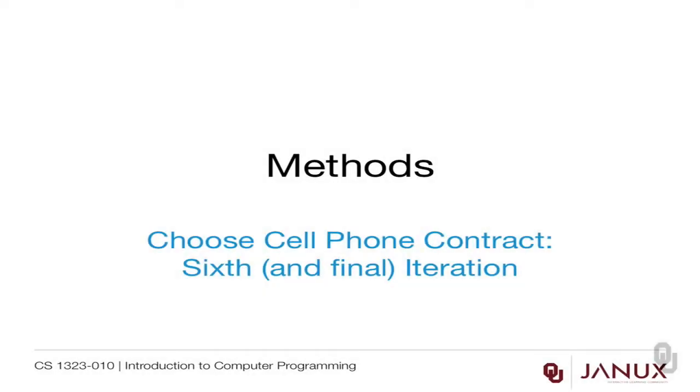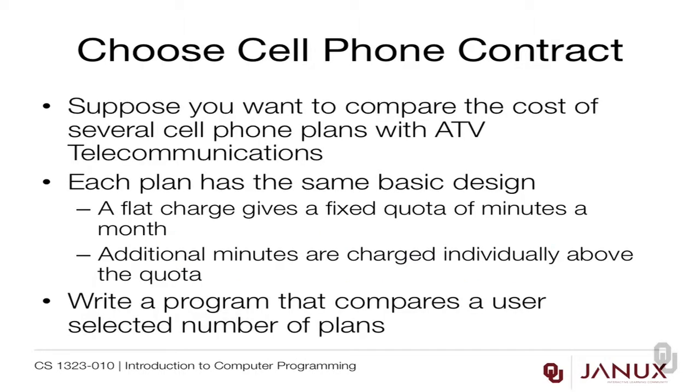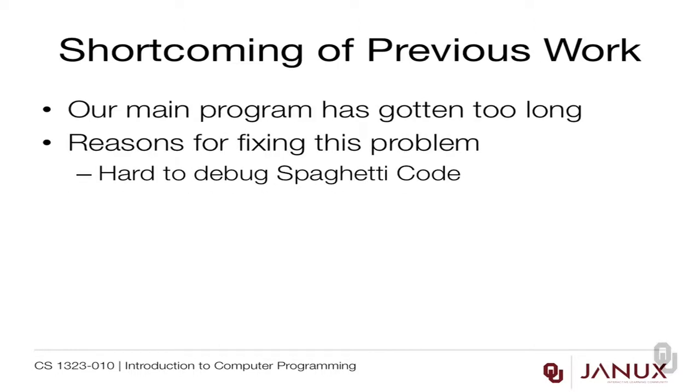So now that we've studied methods, let's improve our cell phone contract program. This is our 6th, and I promise our final iteration. To remind you of the problem, suppose you want to compare the cost of several cell phone plans with ATV telecommunications. Each plan has the same basic design. A flat charge gives a fixed quota of minutes a month. Additional minutes are charged individually above the quota. We're going to write a program that compares a user-selected number of plans.